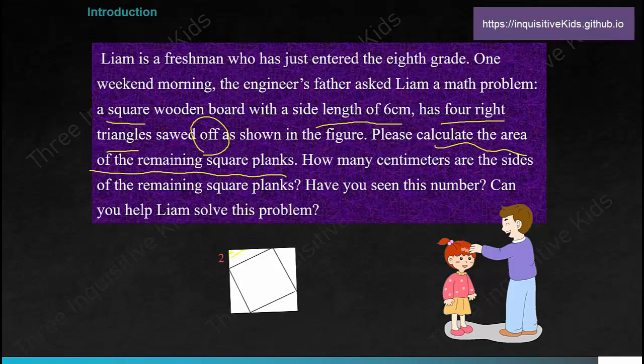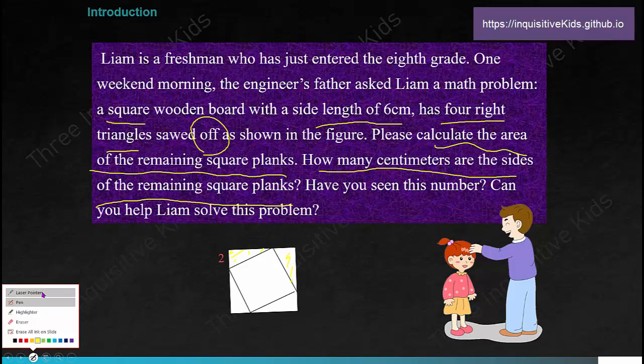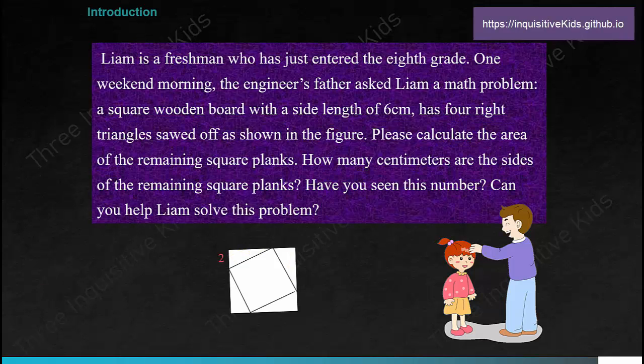So this part right here is sawed off, so we only have that smaller square over here. How many centimeters are the sides of the remaining square plank? Have you seen this number before? Can you help Liam solve this problem? Now that's just something you can ponder as we move into our lesson.